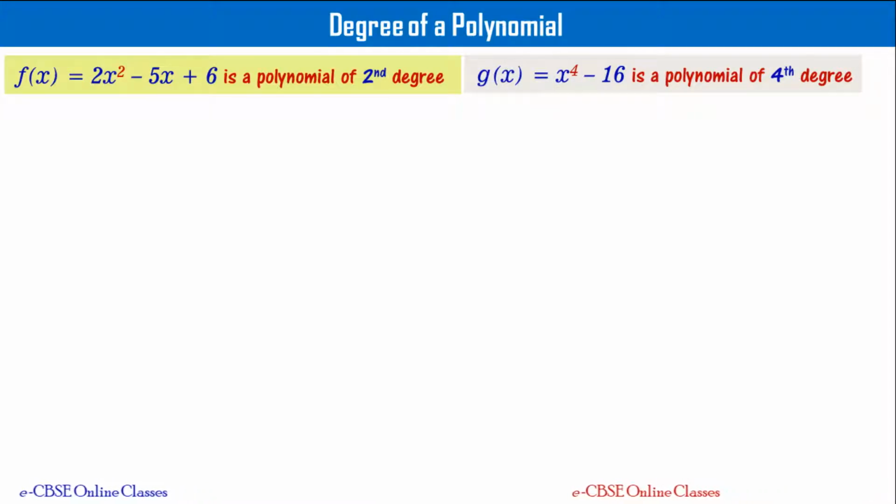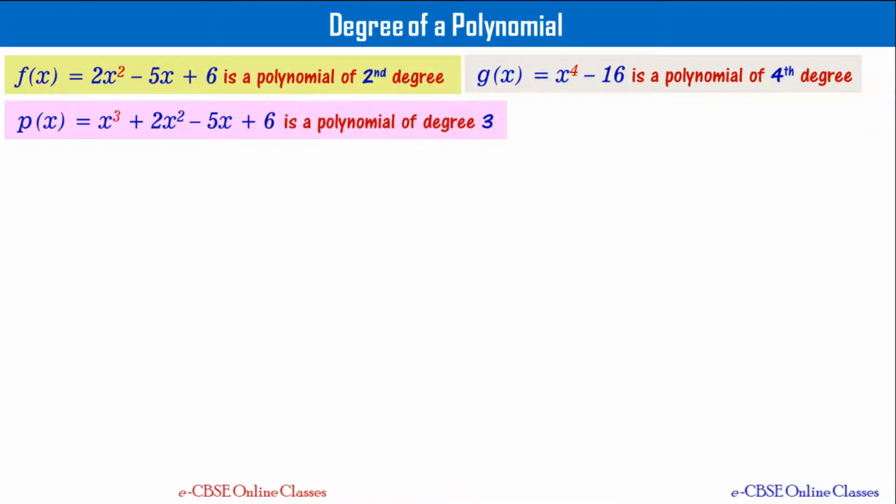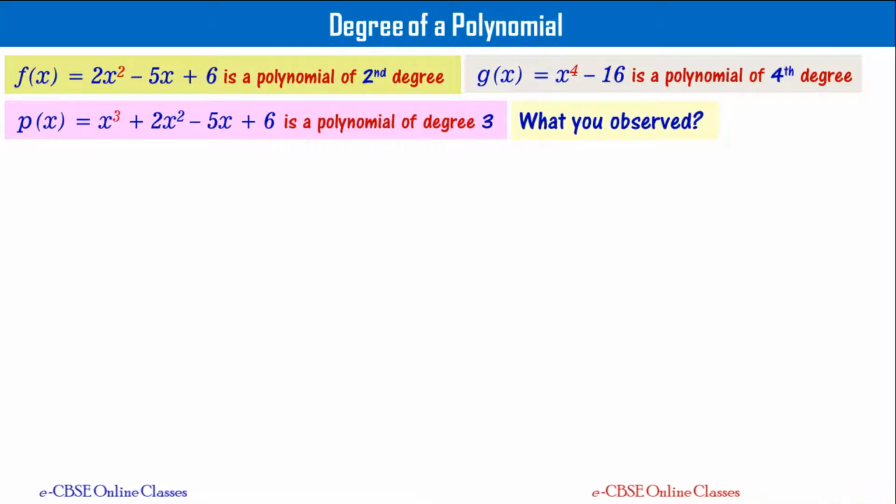g of x equal to x to the power of 4 minus 16 is also a polynomial but of degree 4. p of x is equal to x cube plus 2x square minus 5x plus 6 is a polynomial of degree 3. When you see these three, what you have observed is the question.